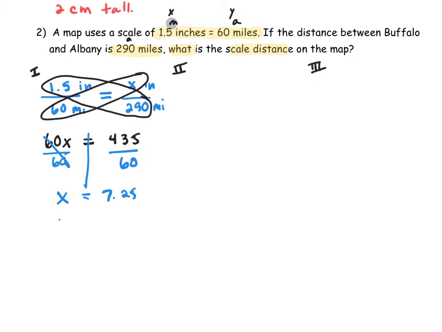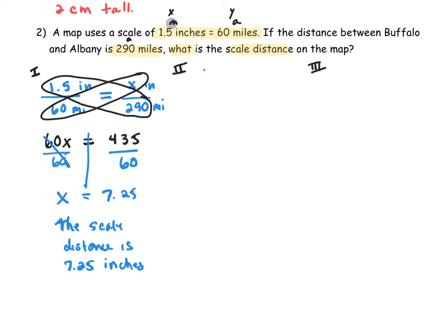So what did we just find? We found out that the scale distance is 7 and 25 hundredths inches. That's our label. Okay, so on a map, that's how much it would measure if we had a map that had that scale. So now let's move forward and move on to the second way to do this, and this is the chart.